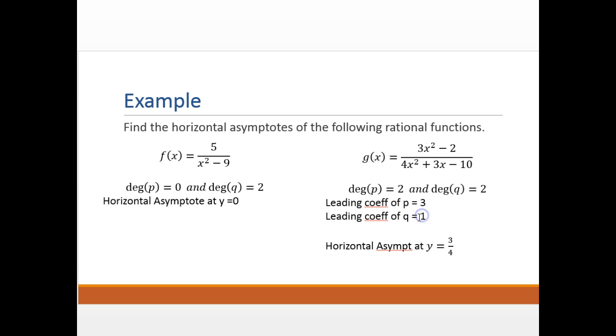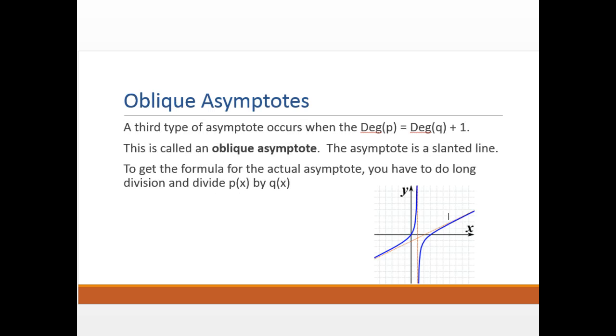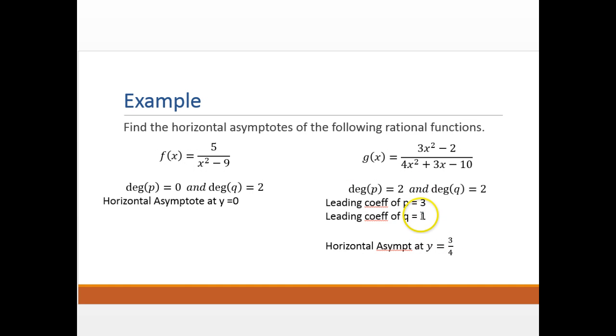In my next example, I have g of x is 3x squared minus 2 all over 4x squared plus 3x minus 10. Notice the degree of the numerator is 2 and the degree of the denominator is 2. Since they're both equal, I have to look at their leading coefficients. The leading coefficient of the numerator is 3. The leading coefficient of the denominator is 4. Therefore, I have a horizontal asymptote at y equals 3/4.